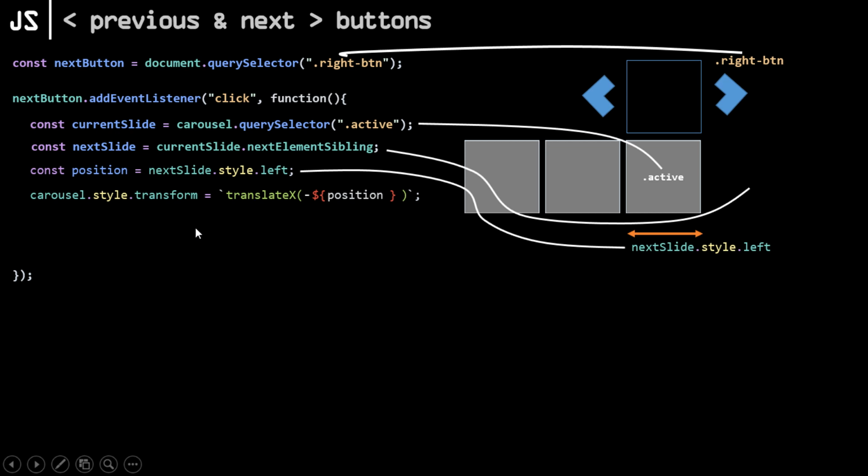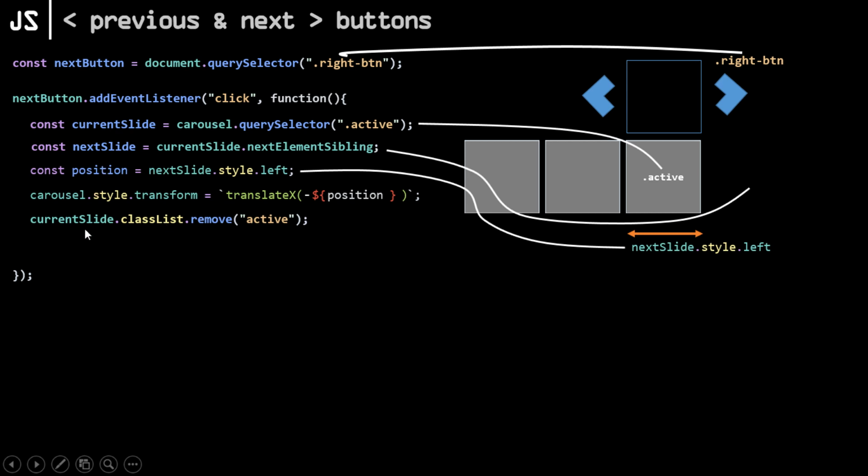How do we do that using code? We're going to say currentSlide.classList. The classList here returns a list that has all the class names of our current slide element. Then I'm going to use the remove method that will remove the active class from the class list.